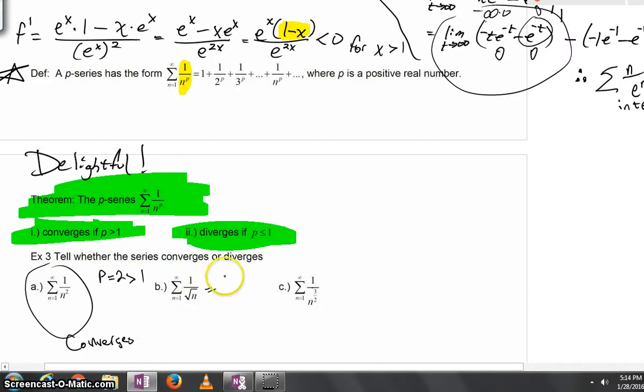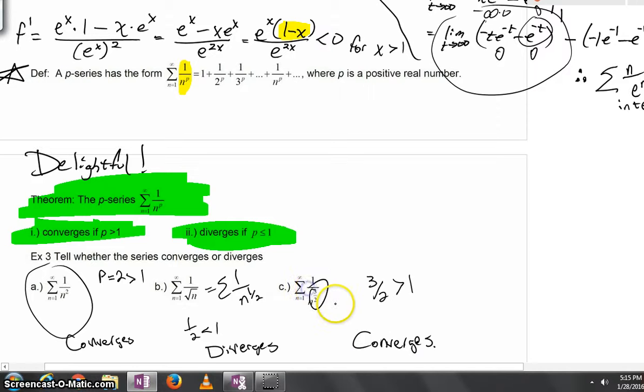You move over to the next problem. This is really the summation of 1 over n to the 1/2. Your power is 1/2. 1/2 is less than 1. It diverges. And we're almost done. We just have one final problem to take a look at. Real quickly, 1 over n to the 3/2. If you have a power of 3/2, that of course is bigger than 1. Therefore, this series converges. Hardly any work to do. You just have to observe what the power is for your p series.